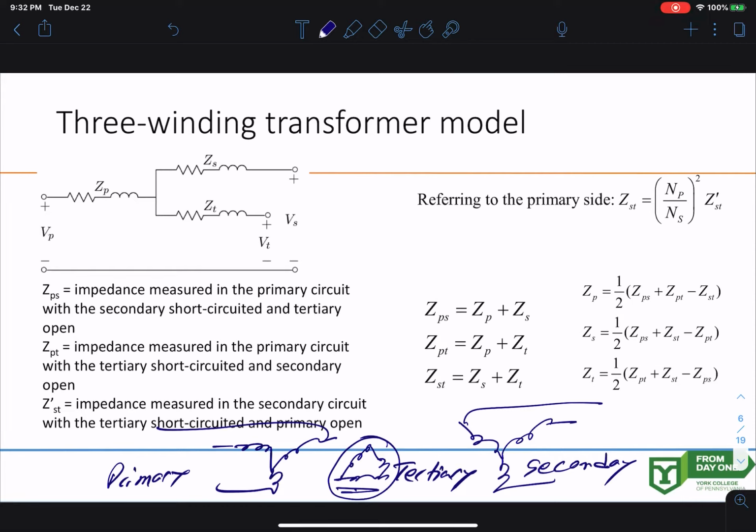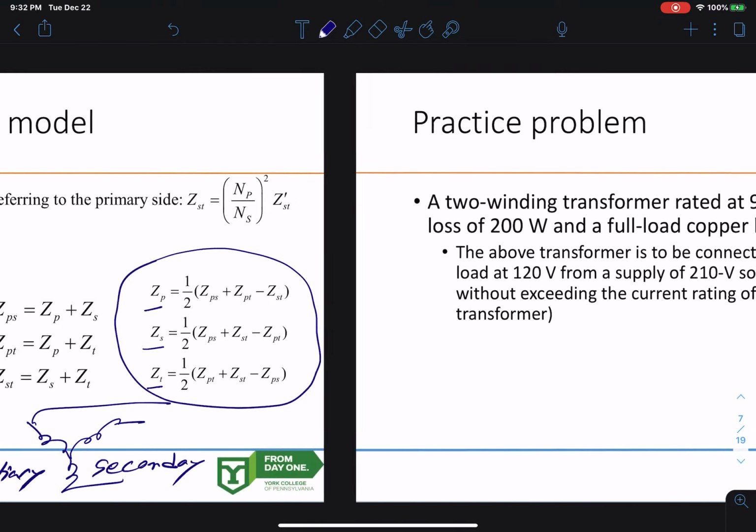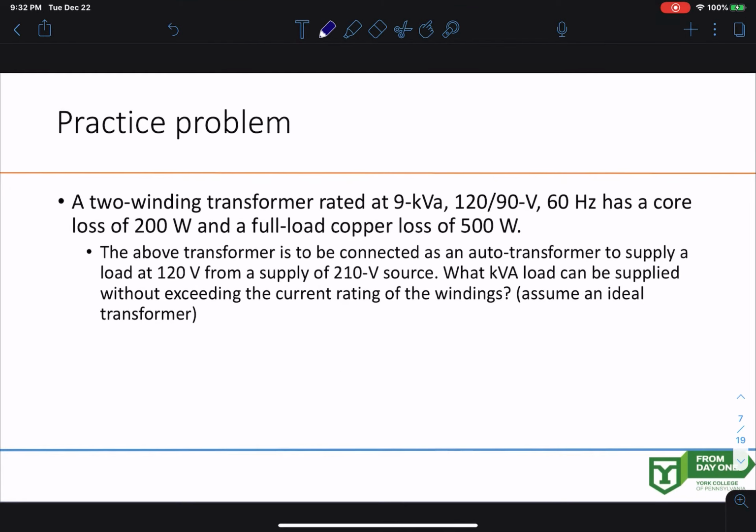If that happens, how do you find the individual impedances ZP, ZS, and ZT? ZP for primary, ZS for secondary, and ZT for tertiary. This is the equation you can use to find those values. Again, if we do this problem here, we'll see why an autotransformer has more power capacity than a normal transformer.